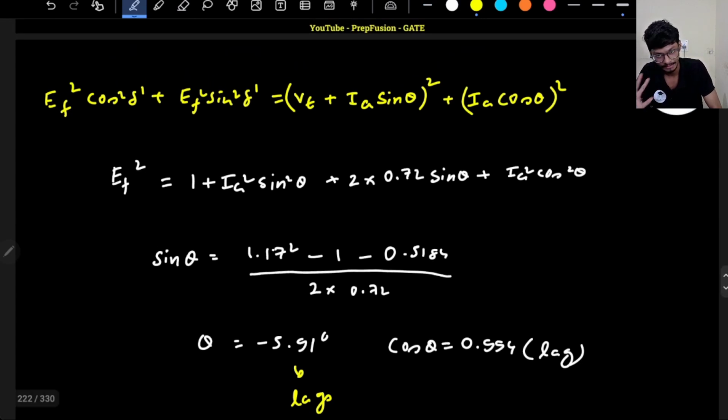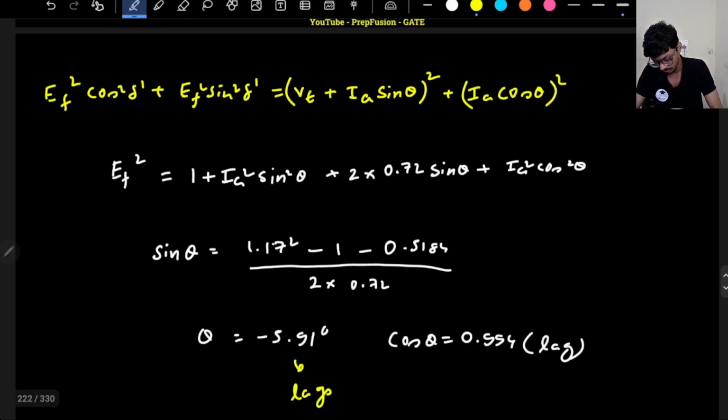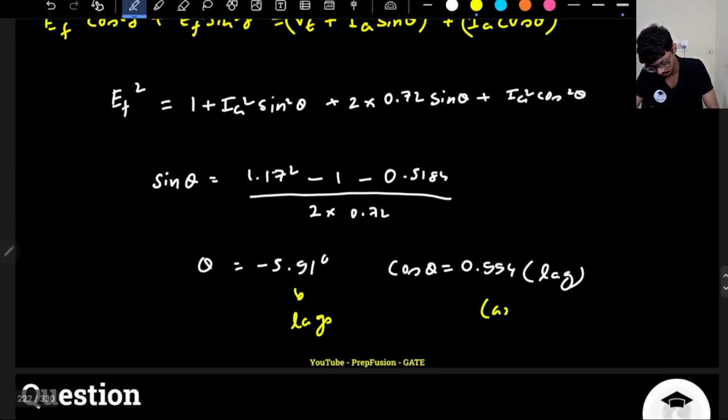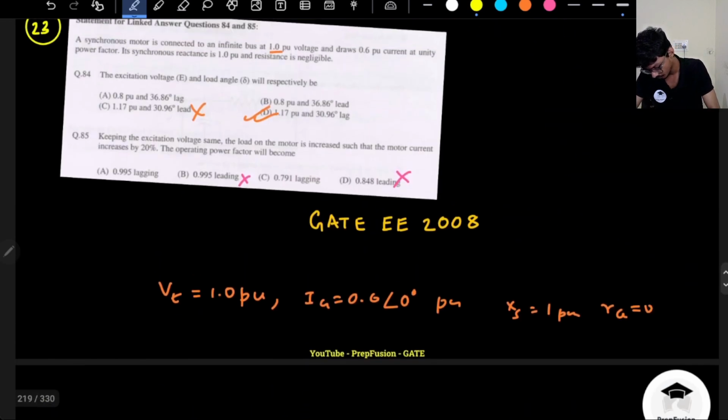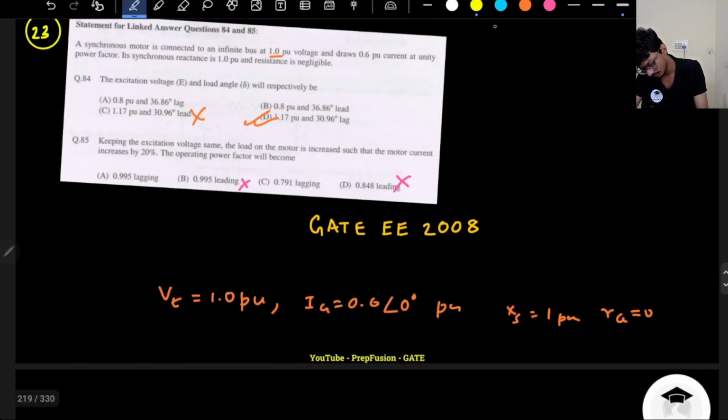So whatever we have done is absolutely correct. This will be the answer, 0.994. This will be the new power factor, 0.994 lag, which is present in option A. So option A will be correct in this case.